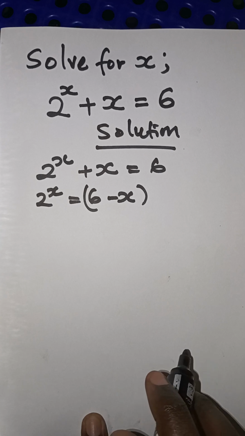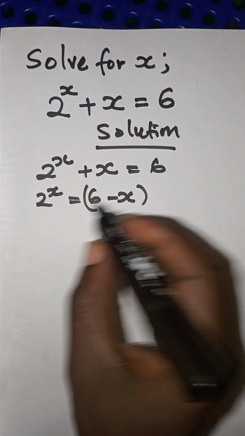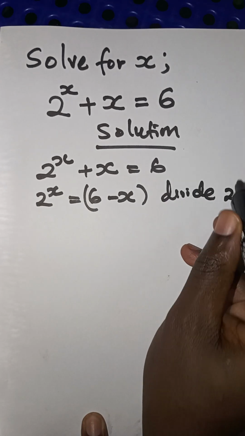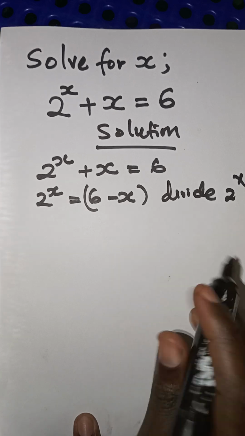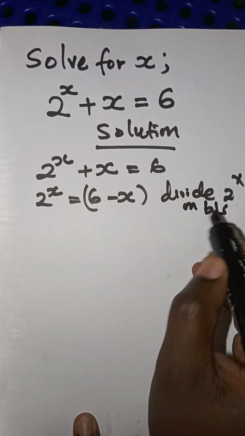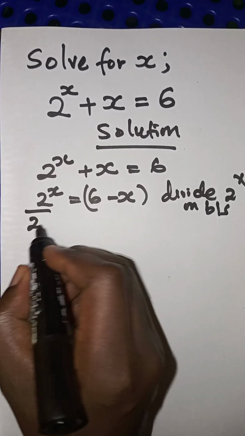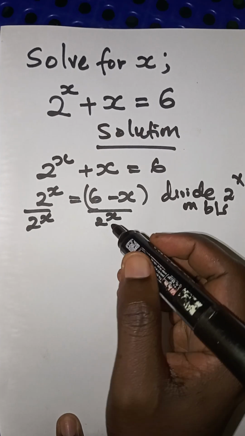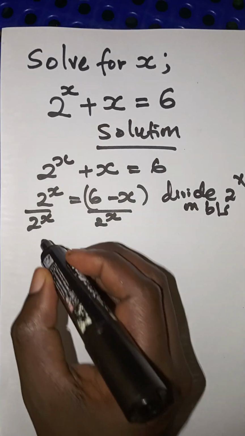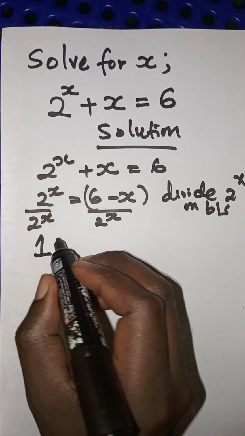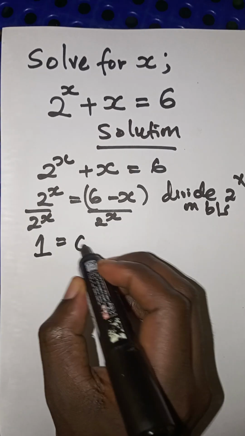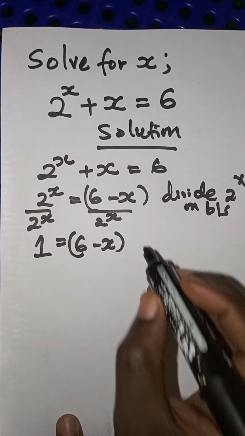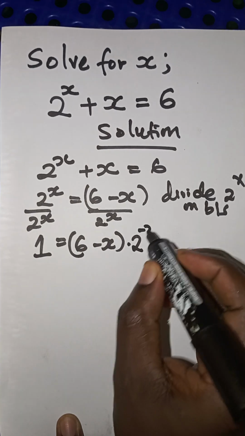Next approach, I'm going to divide all through by 2 raised to x on both sides so that I have 2 raised to x like that. So when I divide like that, I'm going to get 1 should be equals to 6 minus x. I'm going to write these two as 2 raised to negative x.